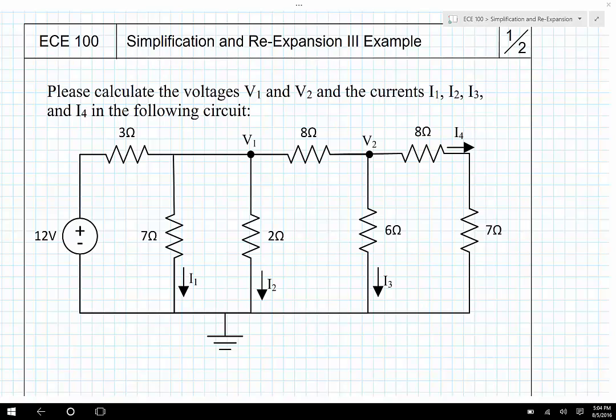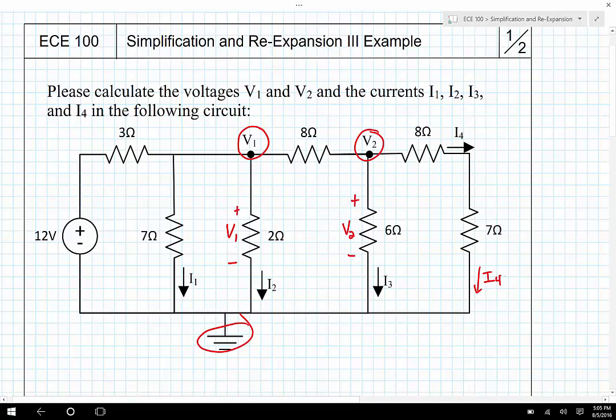So here we're faced with a problem where we need to find two voltages, V1 and V2, both of which, of course, are relative to ground. So there's V1 and there's V2 and there's ground. So I can label V1 as being across this resistor and V2 as being across this resistor. We're also asked to find I1, I2, I3, and I4. And I4 is shown up at the top, but it's also good to know that I4 could just be written down here as well.